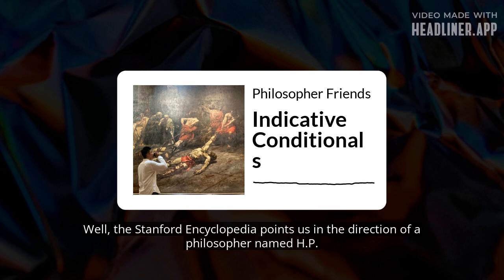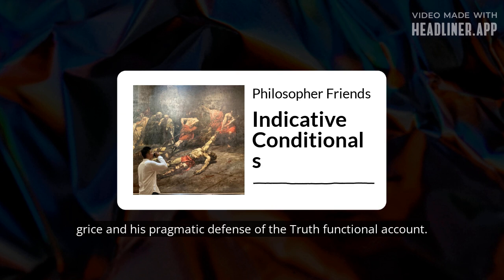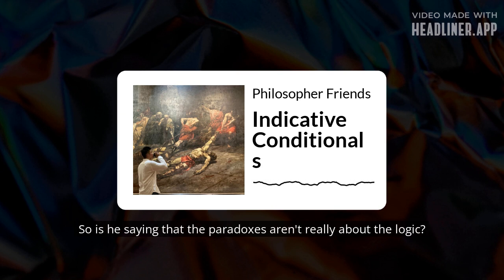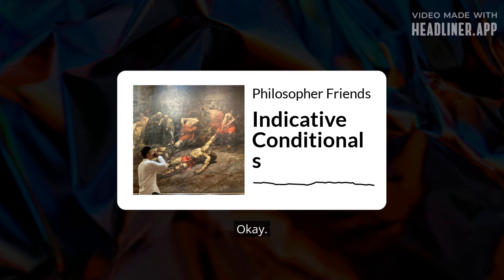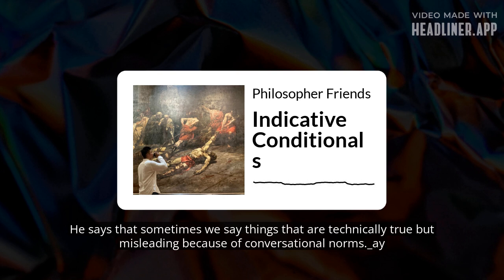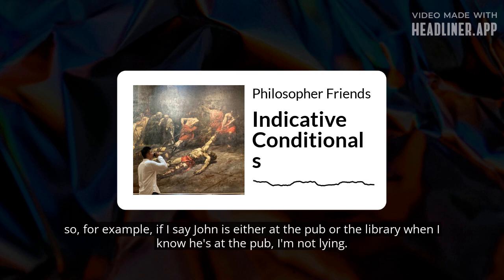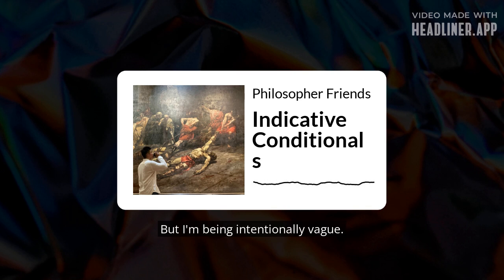Well, the Stanford Encyclopedia points us in the direction of a philosopher named H.P. Grice, and his pragmatic defense of the truth functional account. So is he saying that the paradoxes aren't really about the logic? Yeah, that's kind of the idea. He says that sometimes we say things that are technically true, but misleading, because of conversational norms. So, for example, if I say John is either at the pub or the library, when I know he's at the pub, I'm not lying, but I'm being intentionally vague.